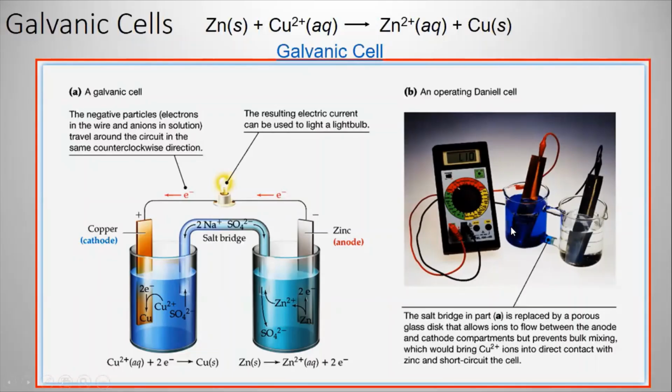One beaker contains copper sulfate. You can see the blue color here indicates the copper sulfate. And the other beaker contains zinc sulfate, which is colorless. And you have a zinc metal, which is the electrode for this compartment. And you have the copper electrode, which is for this compartment.